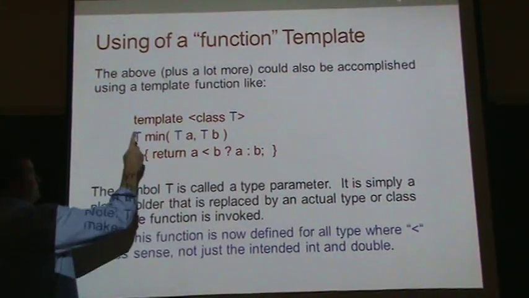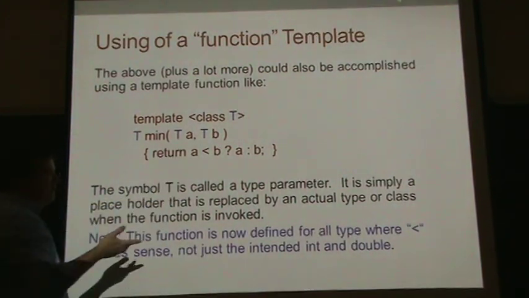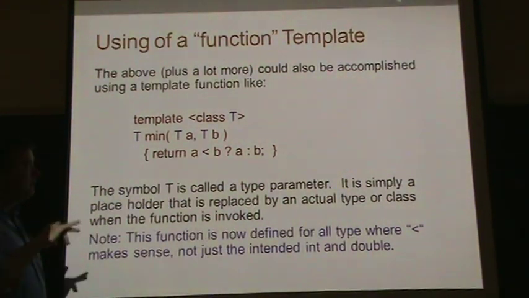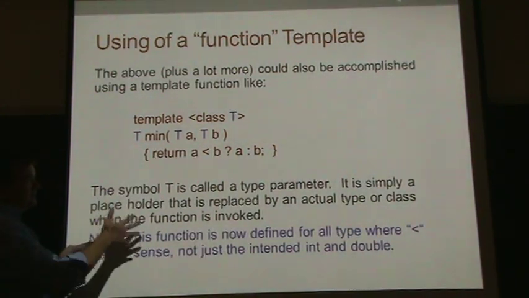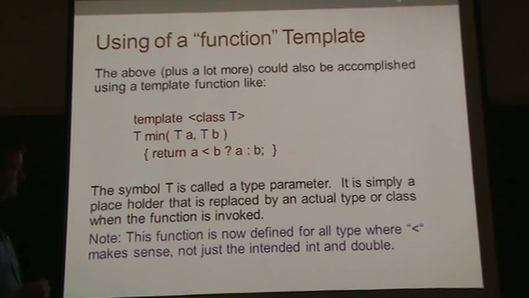If you try to do this for some type where less than doesn't make sense, you're going to get a compiler error on this line, saying the compiler can't do a less than for whatever that type is.